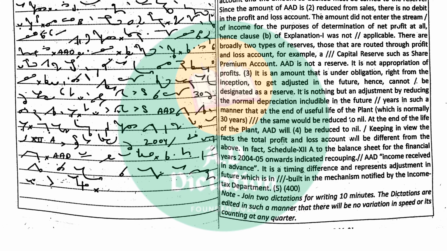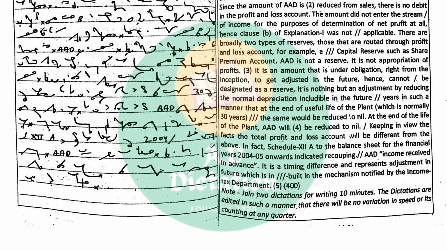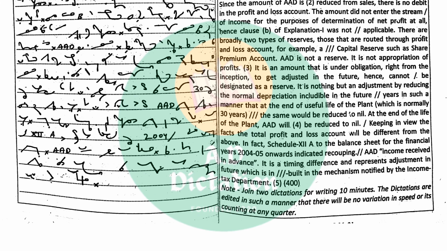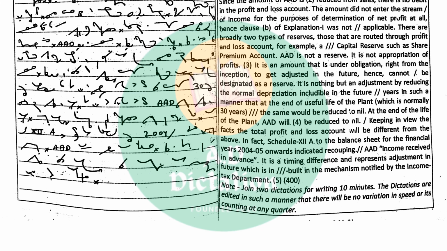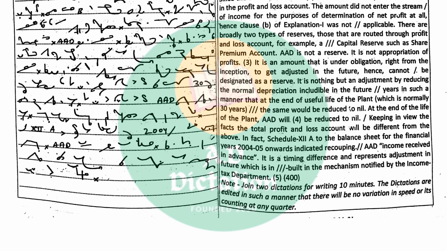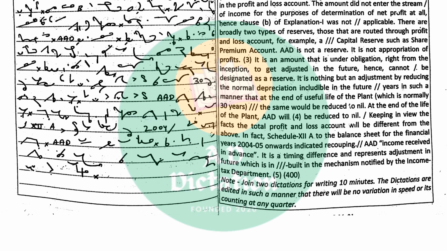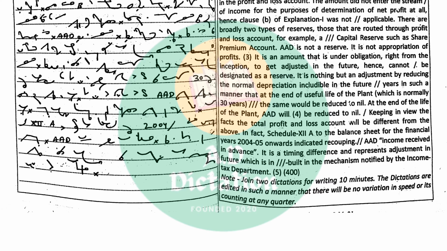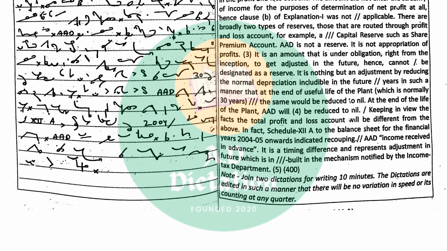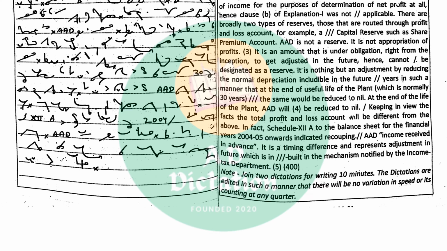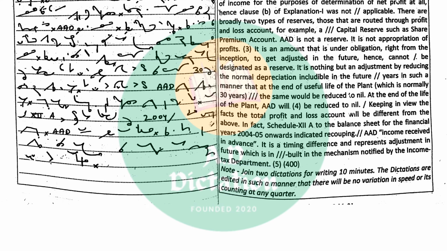In fact, Schedule 12(A) to the balance sheet for the financial years 2004-05 onwards indicated AAD under the head "income received in advance". It is a timing difference and represents an adjustment in the future, which is inbuilt in the mechanism notified by the Income Tax Department.